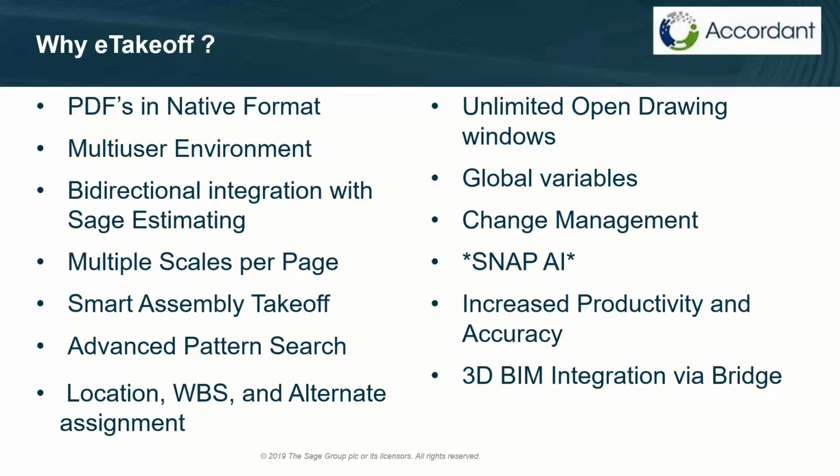eTakeoff also allows you to assign locations, WBS codes, and alternates while you're looking at the drawing. All that information would get passed directly over to Sage Estimating.